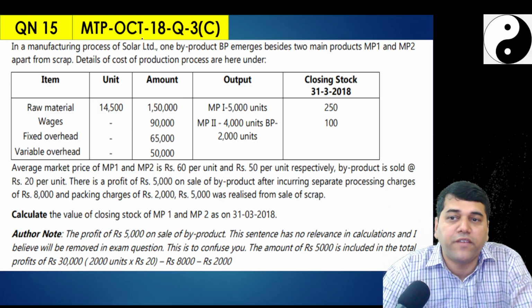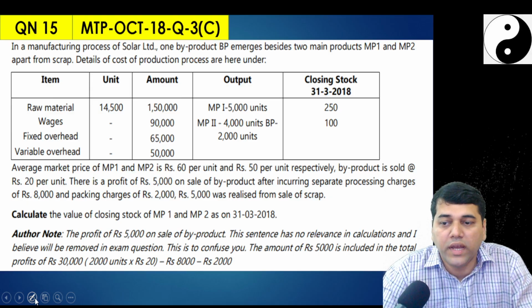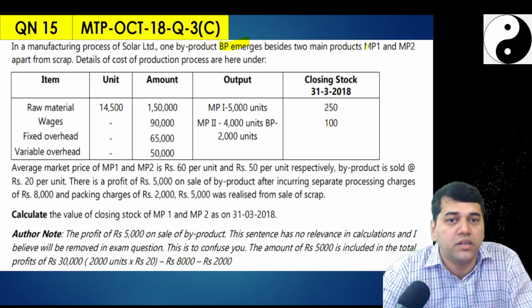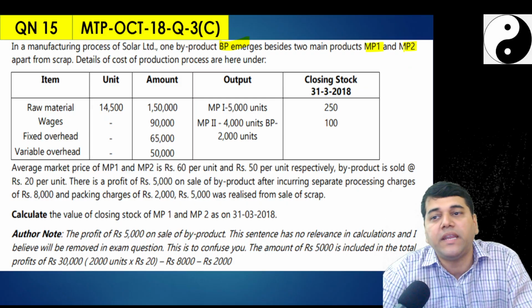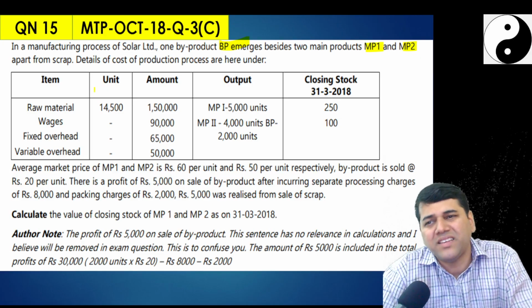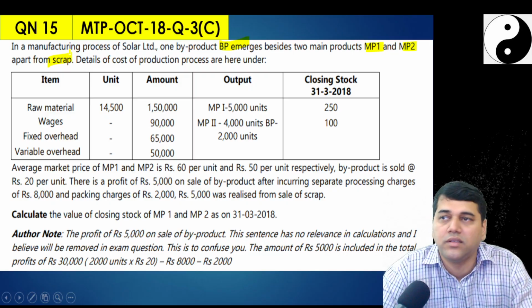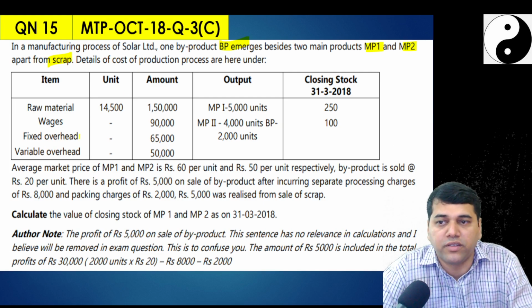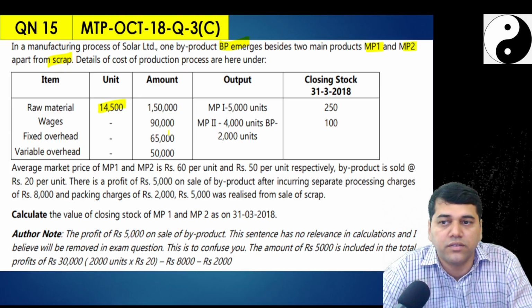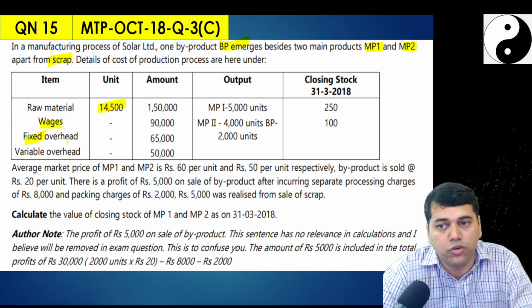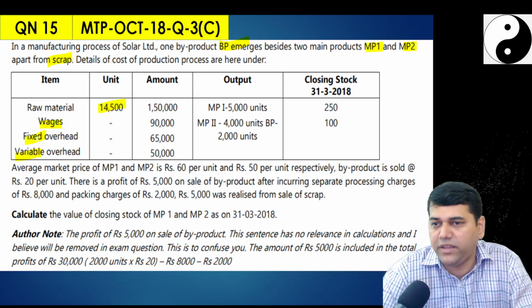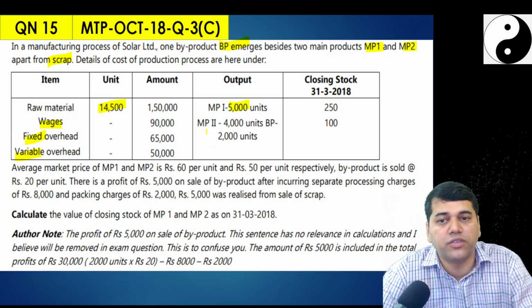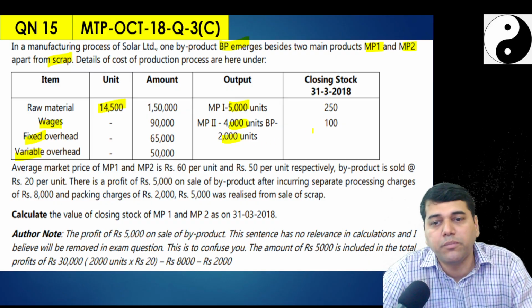Now, in a manufacturing process of Solar Limited, one byproduct BP emerges besides two main products, MP1 and MP2. So MP1 and MP2 are the joint products. Besides, some scrap is also there. There is one byproduct, two main products and some scrap. Total cost of production processes are raw material 14,500 units, wages you have incurred, fixed overheads, look for capacity, variable overheads not required. How much output produced? MP1 5,000, MP2 4,000 and byproduct 2,000.